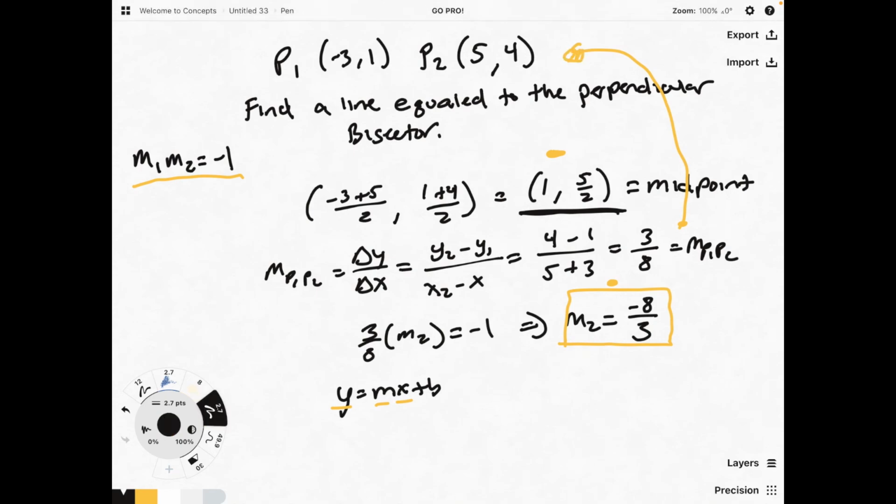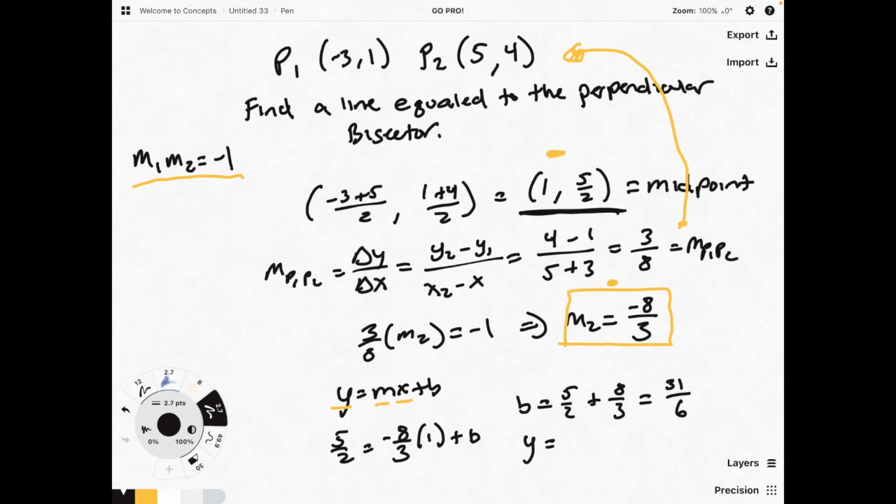With that, we plug in our values. We get 5 over 2 equals, our slope is negative 8 over 3, we have our x value, which is 1, plus b. Now we solve for b. b is equal to 5 over 2 plus 8 over 3. That simplifies down to 31 over 6. And that is our equation. We can do y equals negative 8 over 3x plus 31 over 6. And this is our final answer.